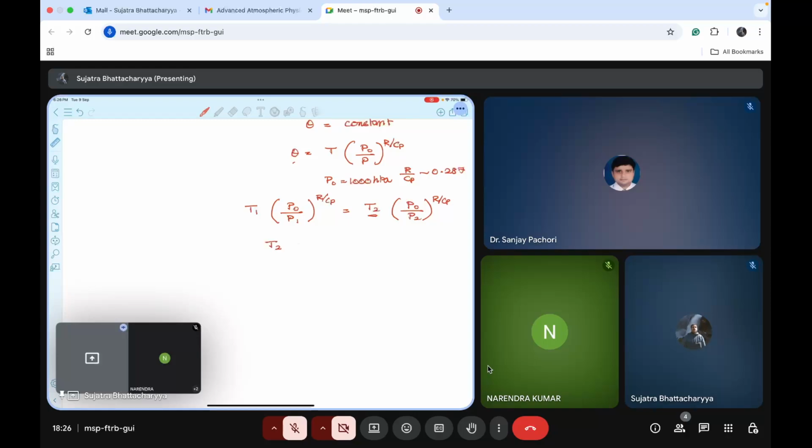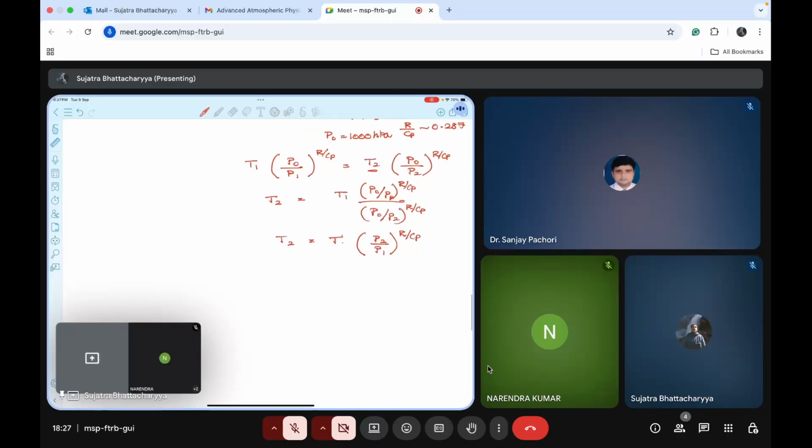So T2 should be P1 to the power R by Cp divided by P2 to the power R by Cp, times T1. So T2 will be equal to T1, and P naught to the power R by Cp will cancel, and there is a reciprocal of P2 by P1. Right? This is what you will get if you solve for T2.